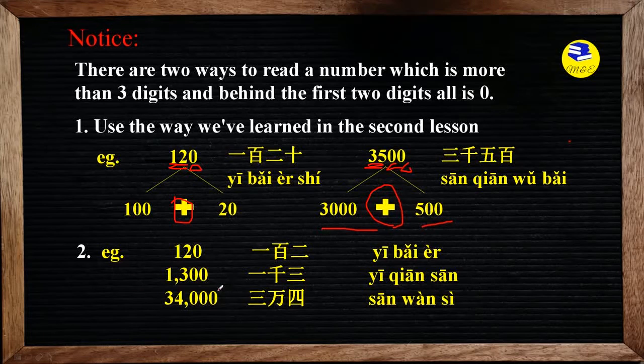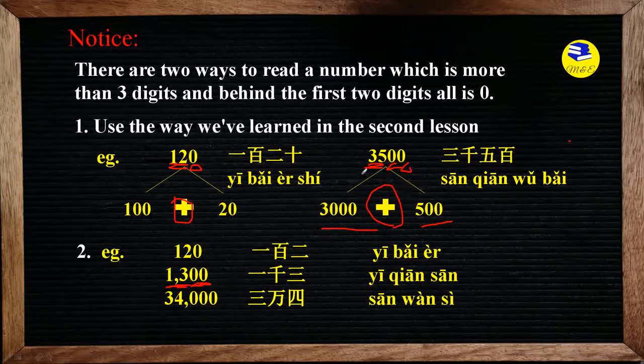Let's see the second example. 1,300. We say "thirteen hundred". See? There are 2 zeros behind the first 2 digits. So we also can say "thirteen hundred". If we use the first way to read it, it should be "one thousand three hundred". And 120 should be "one hundred twenty", right?